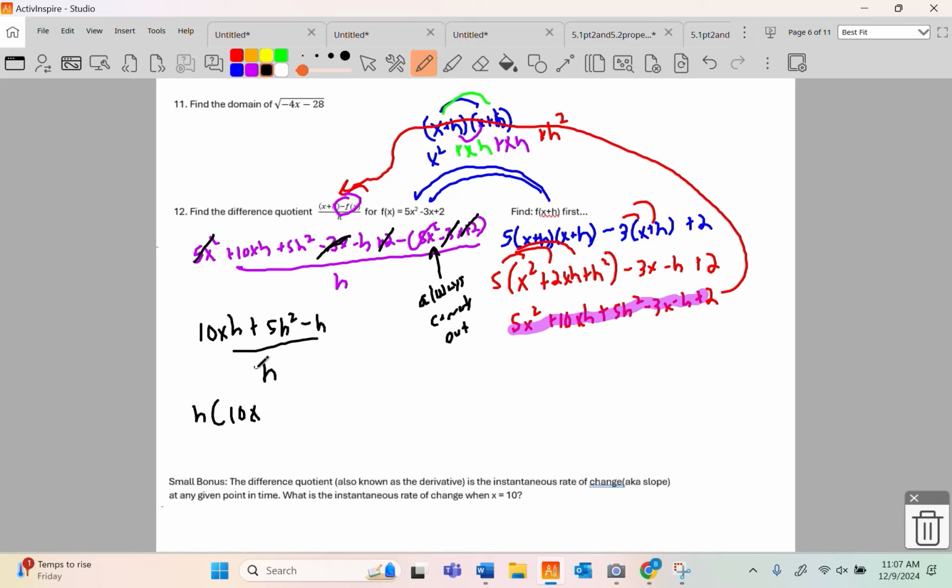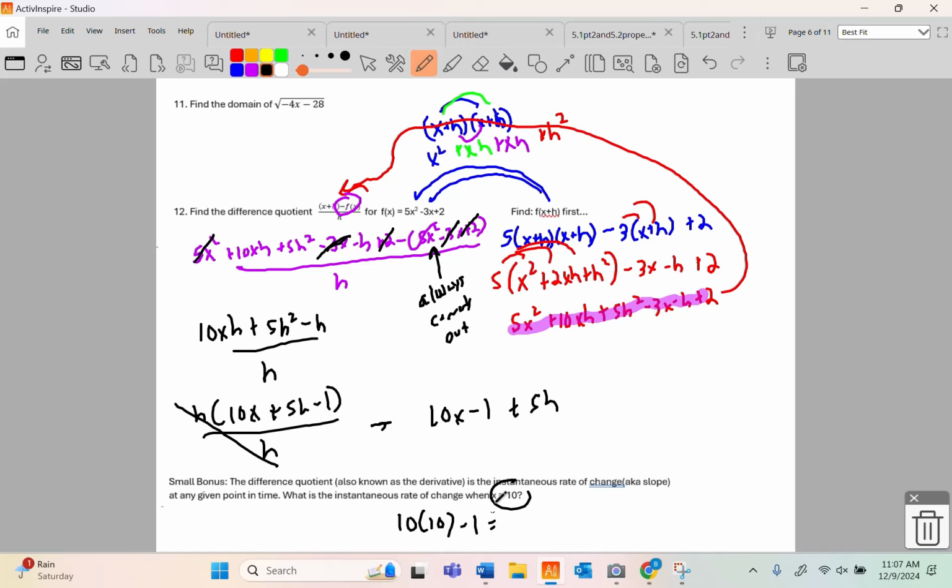And because I haven't done this in a while, I'll show you. If you pull an h from all 3 terms, this is why the h's cancel. You cancel out common factors. Redo the order here. We have 10x minus 1 plus 5h. All right, the bonus is find the slope when x is 10. You literally plug in a 10. We don't worry about this guy. And that's 99. Ta-da!